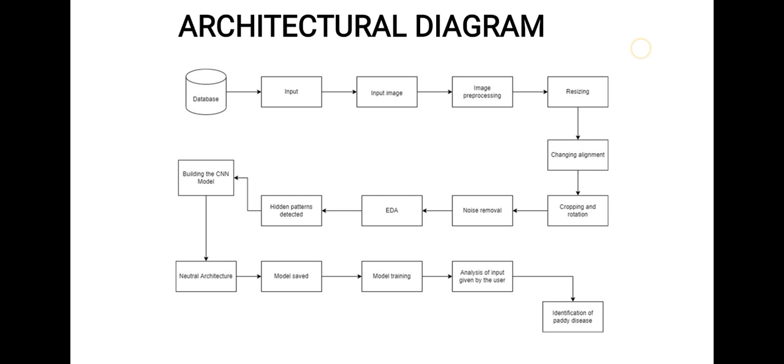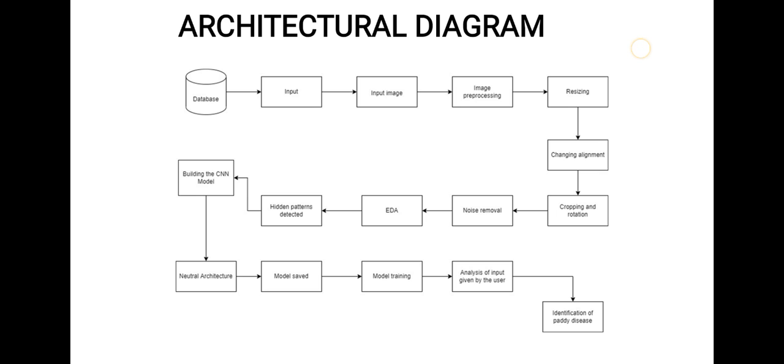Architecture diagram. Architecture. So first, we have collected the images of paddy leaf that contain disease and healthy leaf stored in database. We give input to image pre-processing. After analyzing, we will be resizing the images, changing the alignment, and cropping and rotation. After this, we are removing the noise from images.